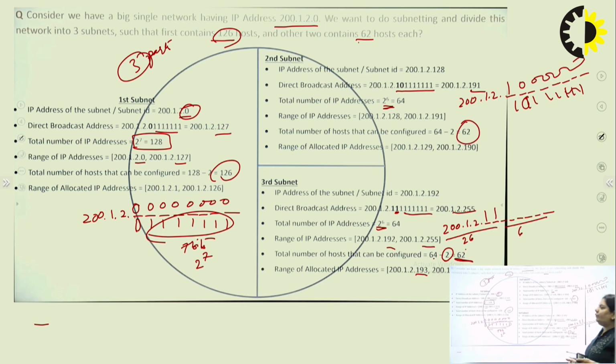So this is how we can divide a network where there are many hosts, lots of IP addresses. We can divide that network into small networks, so that the range of IP addresses can be distributed and the number of IP addresses does not get wasted.